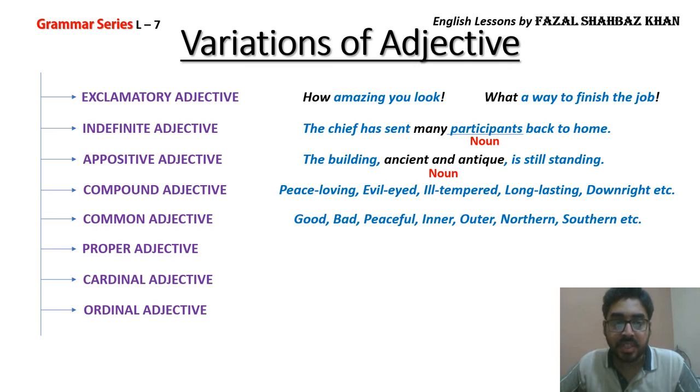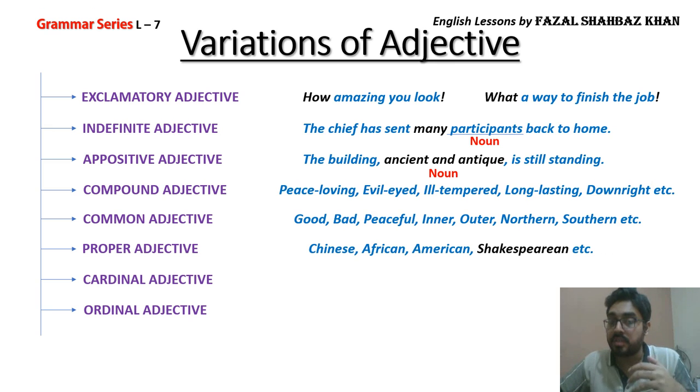Then we have the common adjective, which expresses common qualities. Say good, bad, peaceful, inner, outer, northern, southern, etc. And in contrast to this, the proper adjective is actually formed from a proper noun. Do view that lecture on nouns and their types. You'll come to know what proper nouns are. Like Chinese, African, American, Shakespearean.